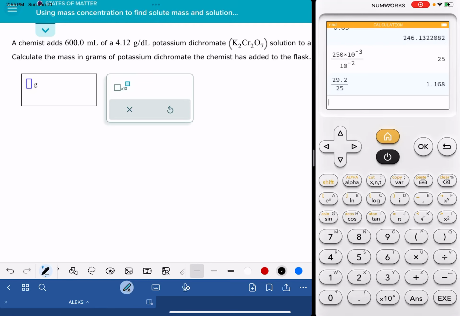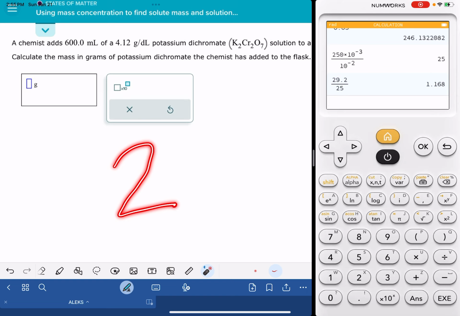In this video, I'm going to show you how to solve the ALEKS problem called Using Mass Concentration to Find Solute Mass and Solution Volume. There are two different versions of this problem, and I am going to show you how to solve both versions of the problem. In either version, you are going to be given the concentration of a solution.